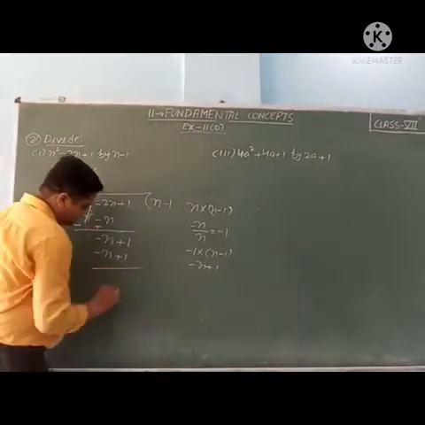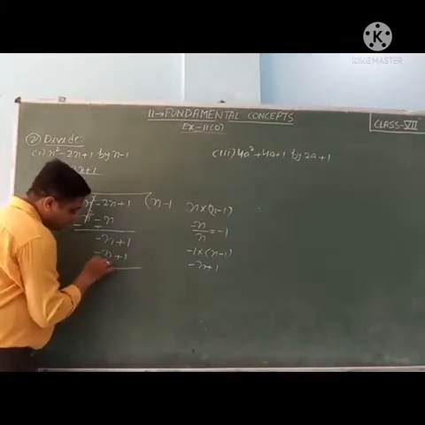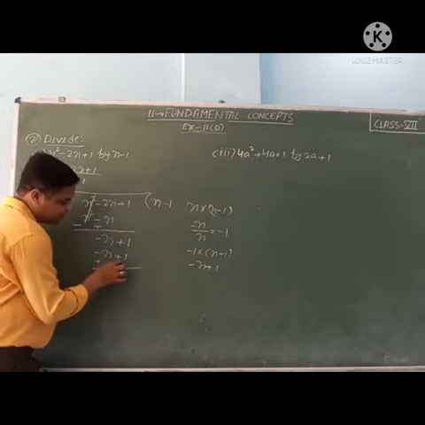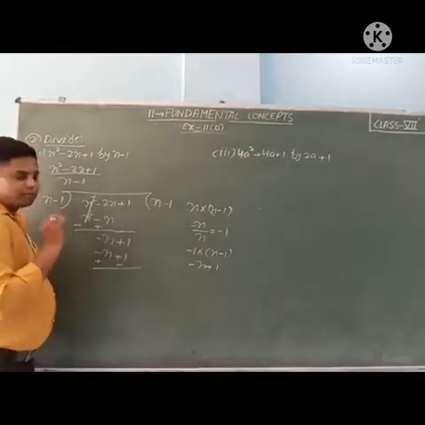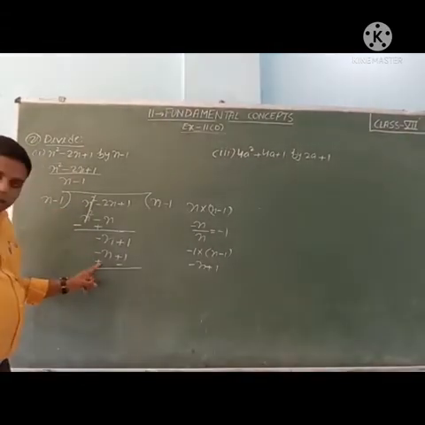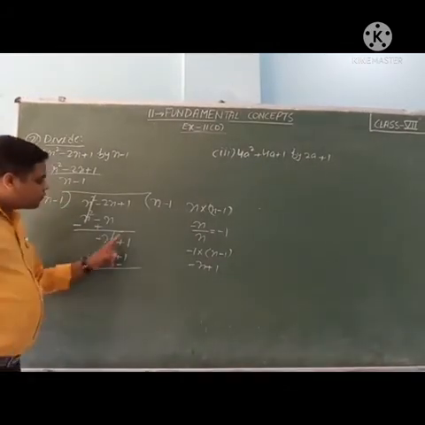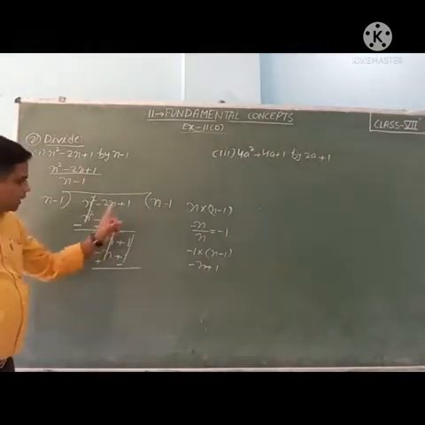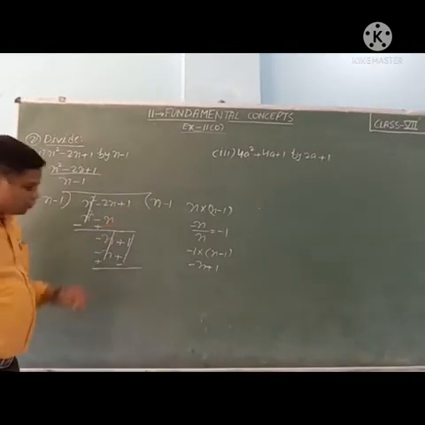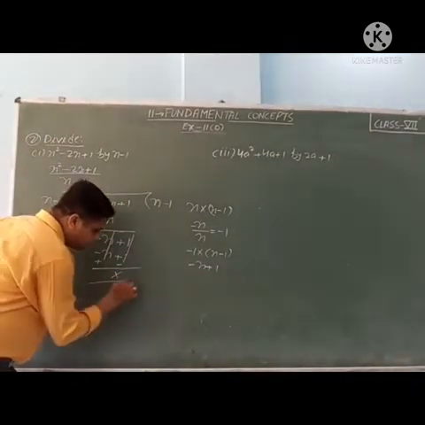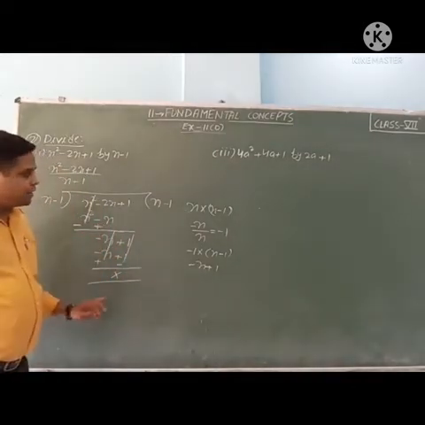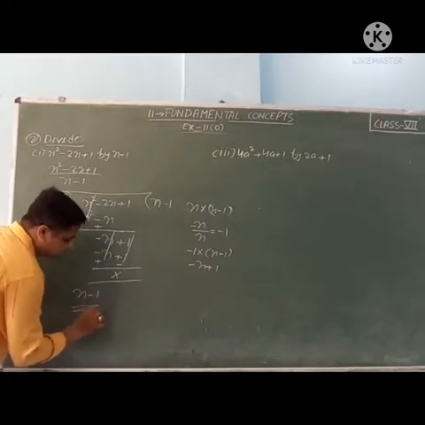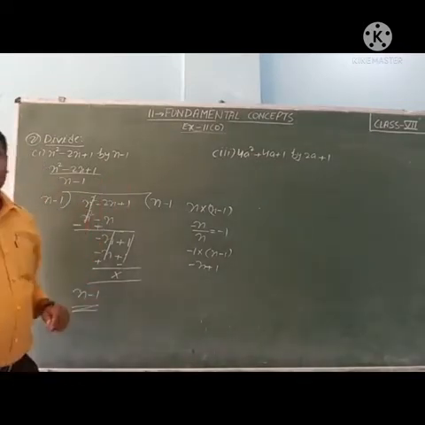Now subtract. Change the sign. This n is having minus sign, changes to plus. This 1 is having plus sign, changes to minus. Minus n plus n cancel. Plus 1 minus 1 cancel. So what is left? Nothing. Any other number here? No. So this also cancels. Solution is completed. So the answer is n minus 1. Move to the third sum.